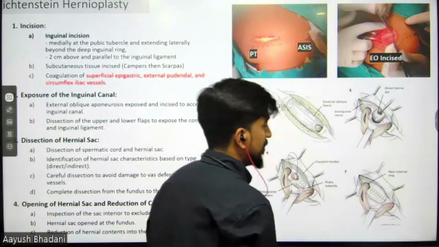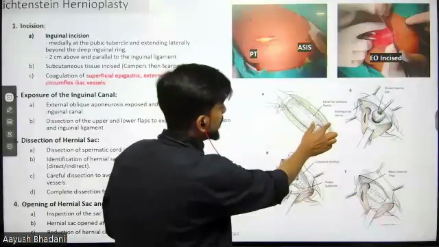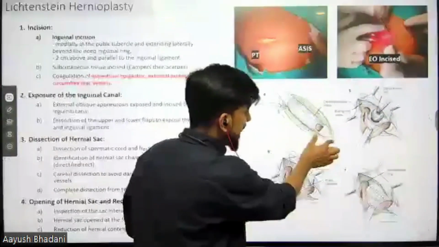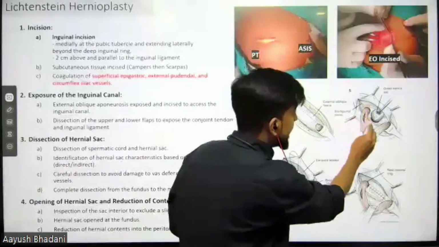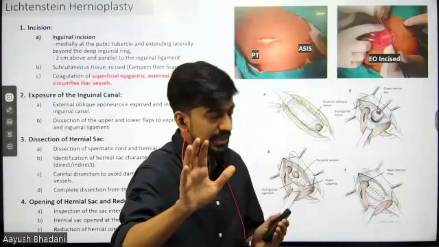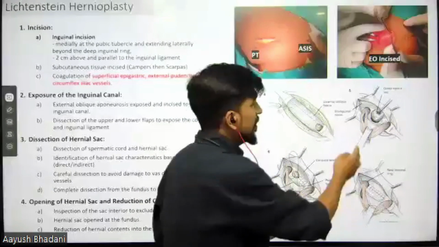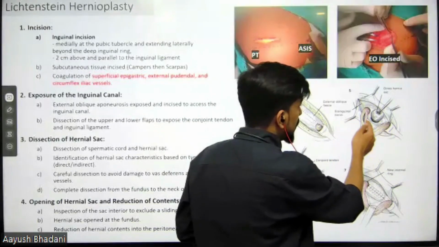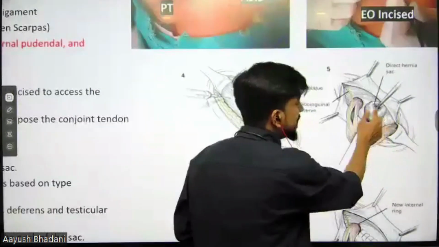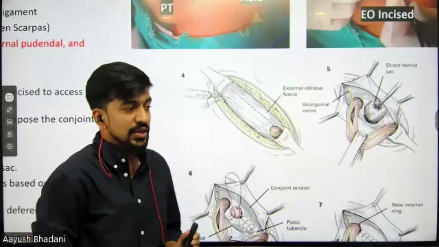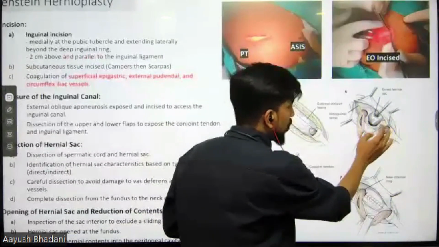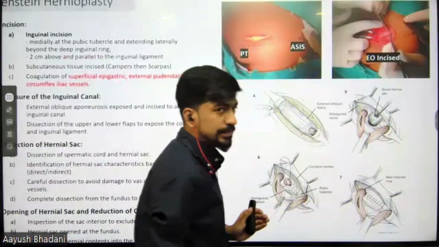Okay. Great. So this is the external oblique fascia. We have incised it. The moment we incise it, we'll be entering into the inguinal canal. We have the spermatic cord over here. We have the ilioinguinal nerve. And what we see here is a direct hernial sac. So before we do anything further, we need to separate this sac properly from this entire cord.